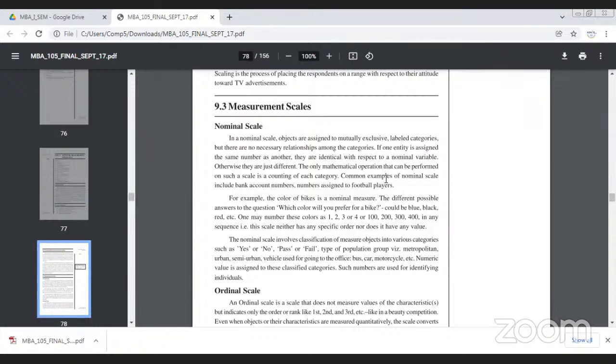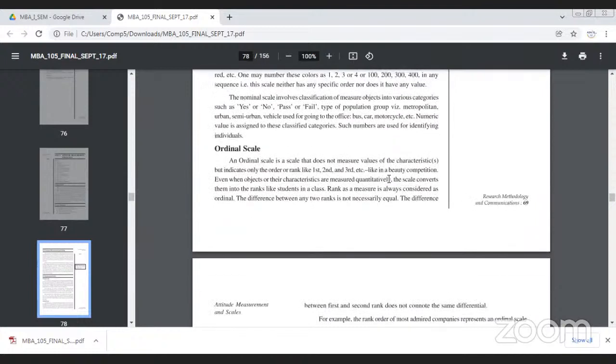Common examples of nominal scales include bank account numbers and numbers assigned to football players. For example, the color of bikes is a nominal measure. The different possible answers to the question, which color will you prefer for a bike, could be blue, black, red. The nominal scale involves classification of major objects into various categories, such as yes or no, pass or fail, type of population, group, person: metropolitan, urban, semi-urban; vehicles used for going to the office: bus, car, motorcycle, etc. Numbers are assigned to these classified categories. Such numbers are used for identifying individuals.